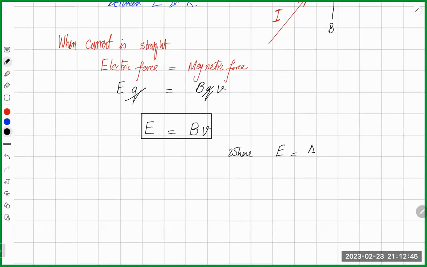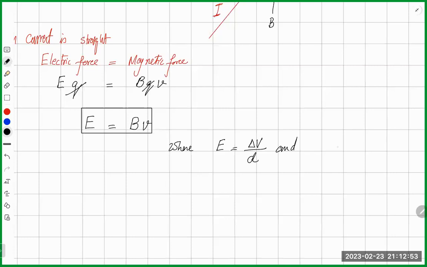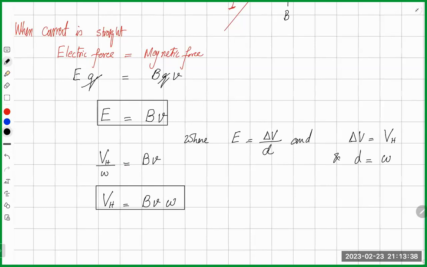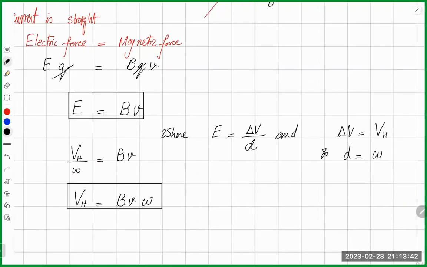potential difference over distance, and in this case, potential difference is Hall's voltage. We call it VH, and distance is W. Between the sides which develop that potential difference, the distance is W. That will make E, Hall voltage over W, equal to Bv. So V_H, Hall voltage, first formula, BvW. W is the width of the conductor. Okay. So this is the first formula that we develop over here.